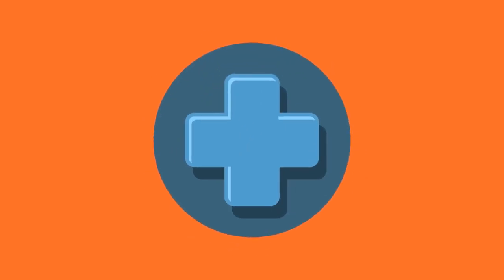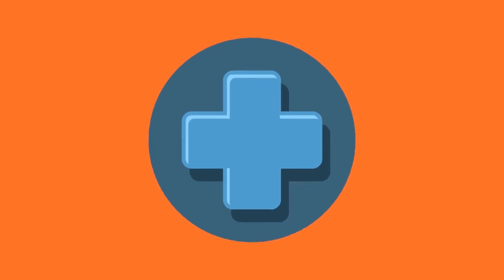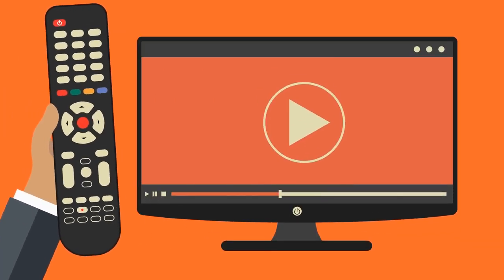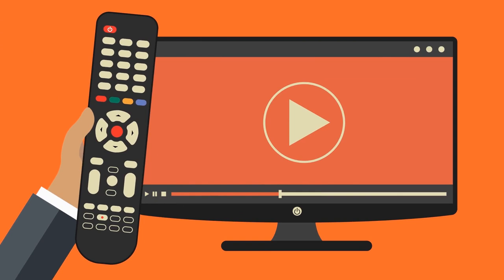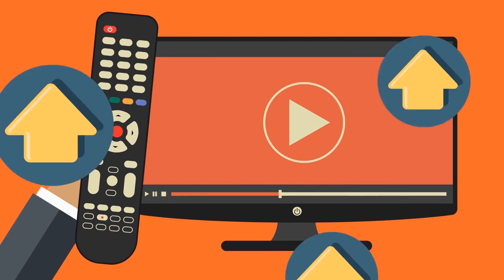Firstly, addition. This is represented by the plus sign. You'll know this from the volume control on your phone and on your TV's remote control. We use it to increase the quantity of something by adding another amount.